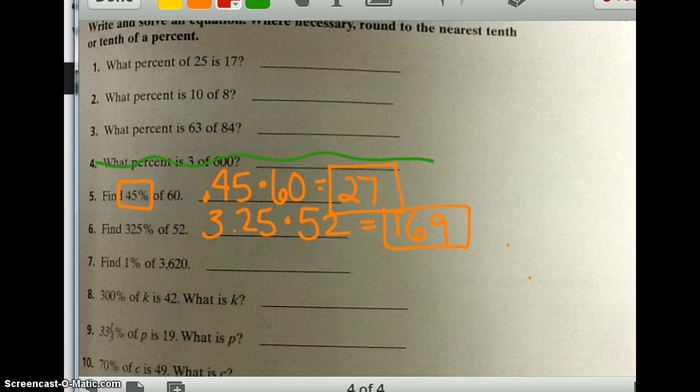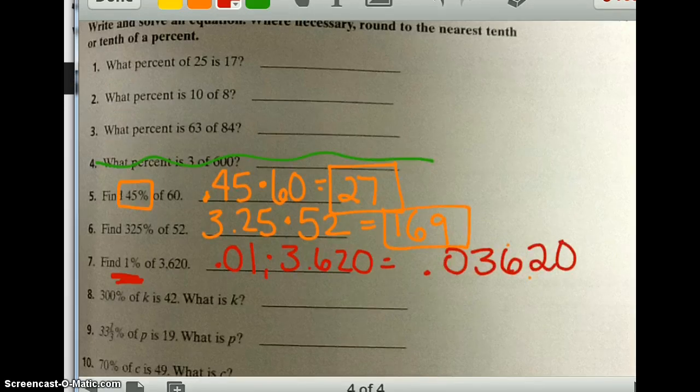Find 1% of 3.620. I think that says 3.620. We'll just assume that it does. So 1%, how do I write that as a decimal? 0.01 of 3.620. So I just put that in my calculator, and when I do that, what do you get? You actually just get 0.03620. Super tiny number, but that's okay.